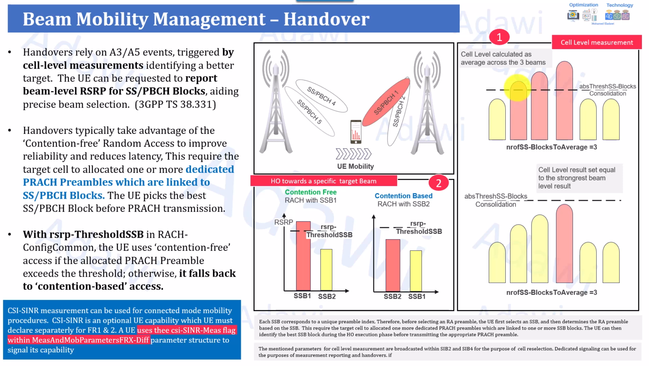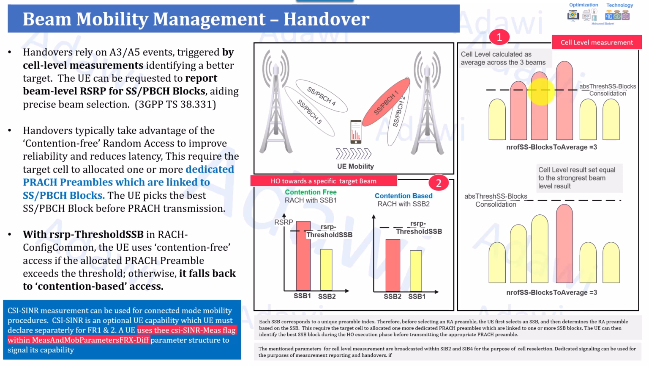So assume you have 3 beams better than this threshold, and your other parameter, called nrofSS-BlocksToAverage, equals 3. What will the user do in this case? The cell level measurement is defined as a linear average of the strongest measurement results which exceed the threshold defined by this parameter, the absolute threshold for SSB blocks. This means it will take a linear average of the 3 beams, so the user will be able to send the measurement report down to the gNB.